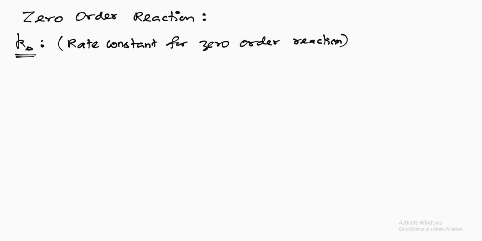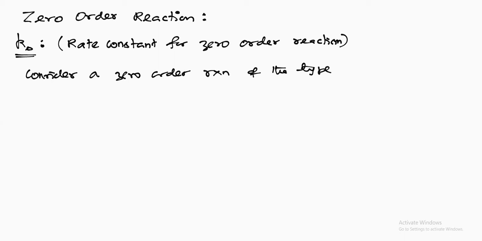Okay, let us consider a zero order reaction. Consider a zero order reaction of the type. Let me write a reaction like this: A giving some product. I have a reactant A which reacts to give some product. Assume that this reaction is a zero order reaction.